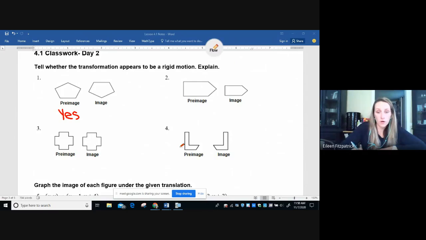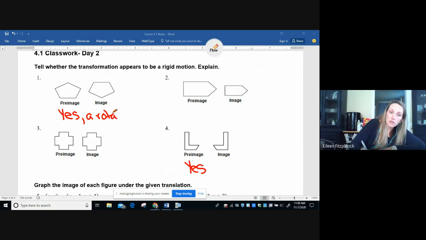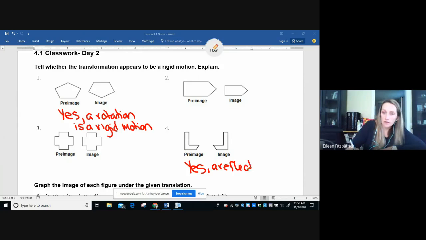All right, let's go down to 4. All right, number 4, it only looks like we flip it, right? We reflect it. Does the shape still stay the same size and shape? Yes, and that's because a reflection is a rigid motion. Okay, so I guess we could write that. A rotation is a rigid motion. A reflection is a rigid motion.